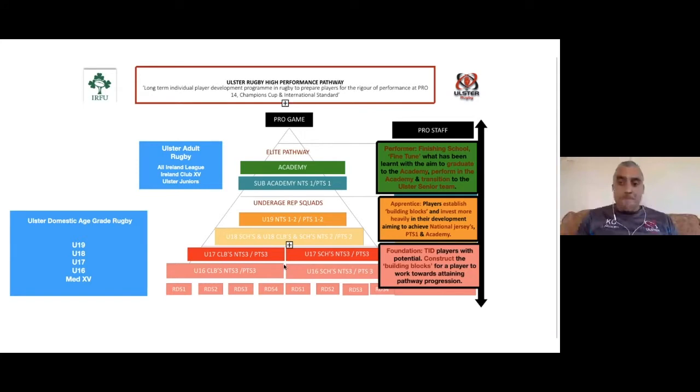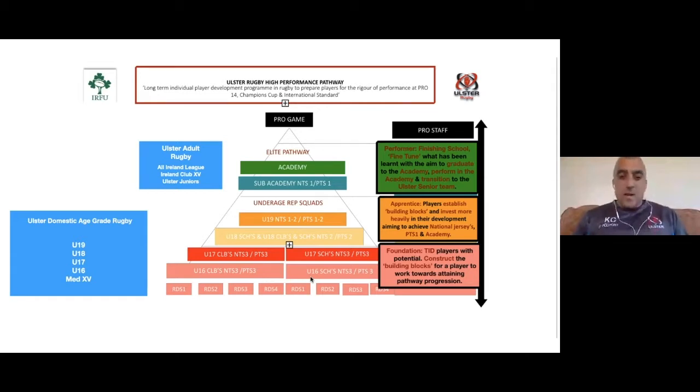Yeah, definitely. If you see at the base of the pyramid there, the under 16 clubs, under 16 schools, and under 17 schools are our base of the pyramid, and that's where our players enter the programme. Next to those names there's also MTS3 and PTS3. The MTS players are those who are nationally recognised, guys heading towards national jerseys, be it Irish under 18s or under 19s at this point. PTS3 would be the guys who are recognised for being part of our provincial setup, who we hope are moving towards that MTS level.